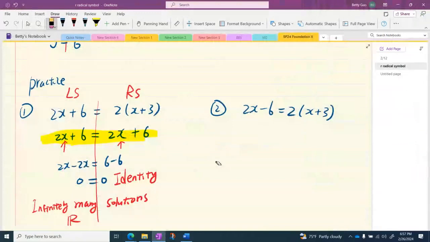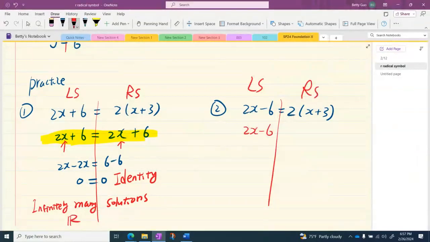My tradition, draw a line, separate the left side and right side. On the left side we have 2x minus 6. Oh, I'm supposed to use blue color.